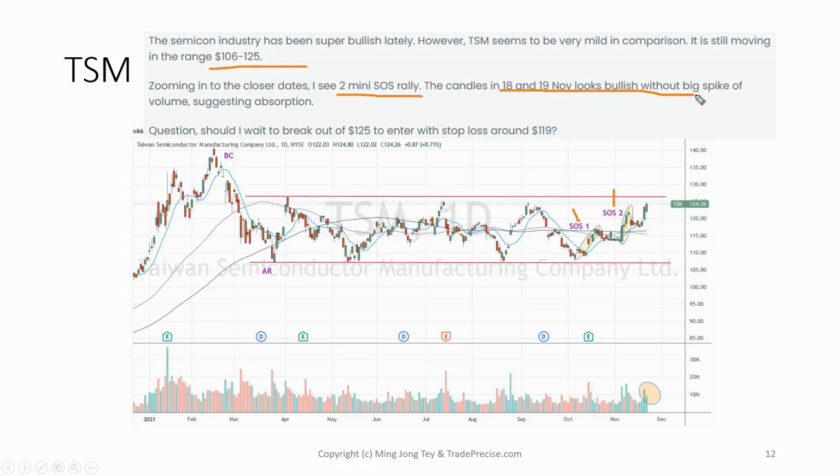Candles look bullish without big spikes. The last two candles suggest absorption. Question: should I wait for a breakout of 125 to enter, with a stop loss around 119? Okay, the stop loss at 119 is just behind this commitment bar. I think your stop loss is good.